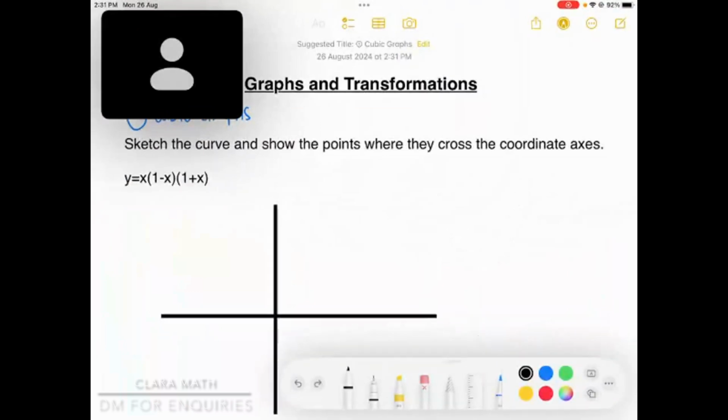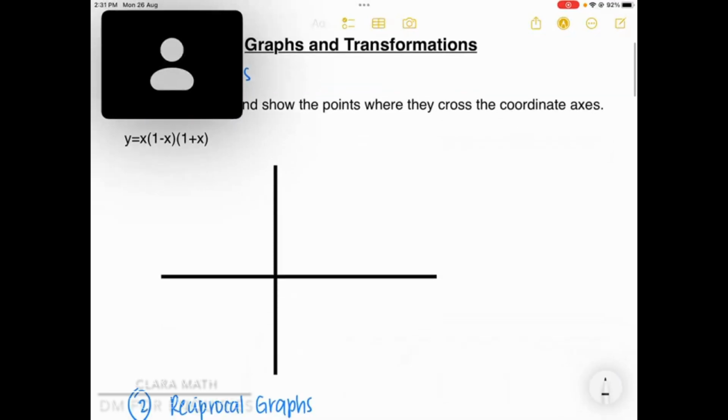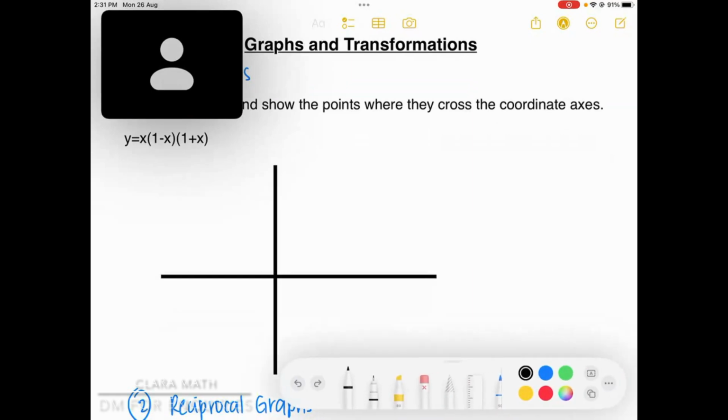So in this first example, they ask you to sketch a cubic graph where the whole equation is already factorized. That's why there are brackets. So when you factorize a cubic equation, you will get it in this form. You'll see x is the first one. x doesn't have a bracket because it's more like a x minus 0.